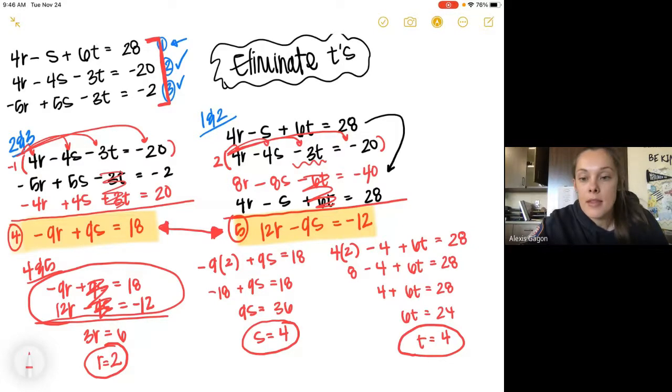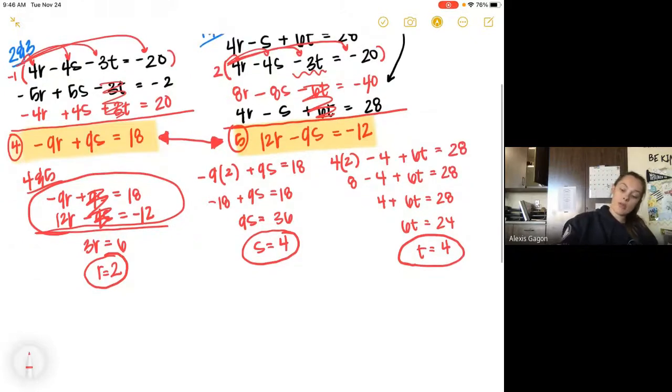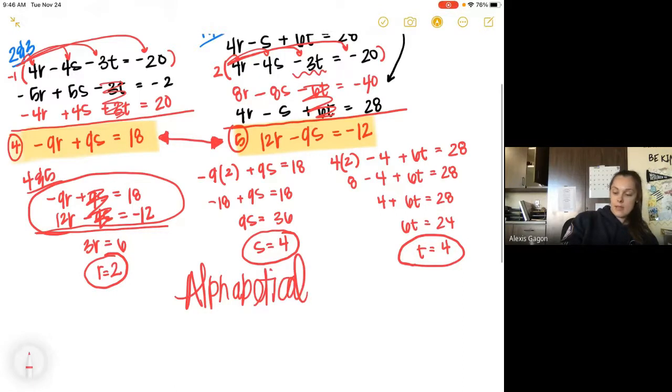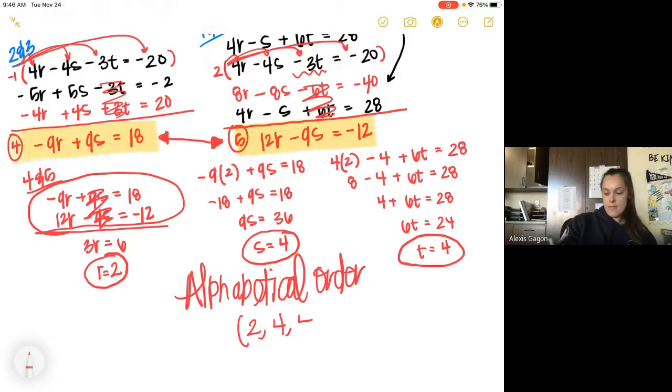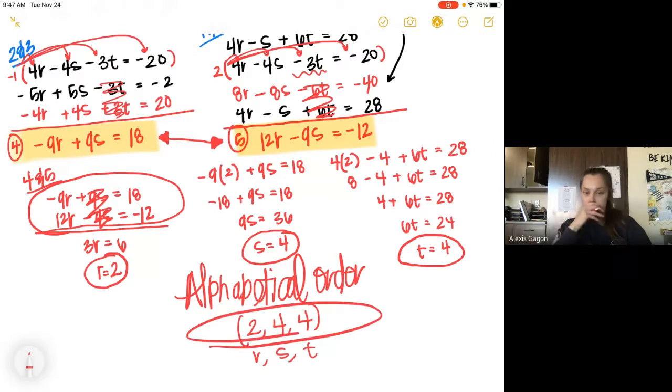Okay. Write it in alphabetical order. So it's going to be RST, which is 2, 4, 4. And this is your answer. Questions with that?